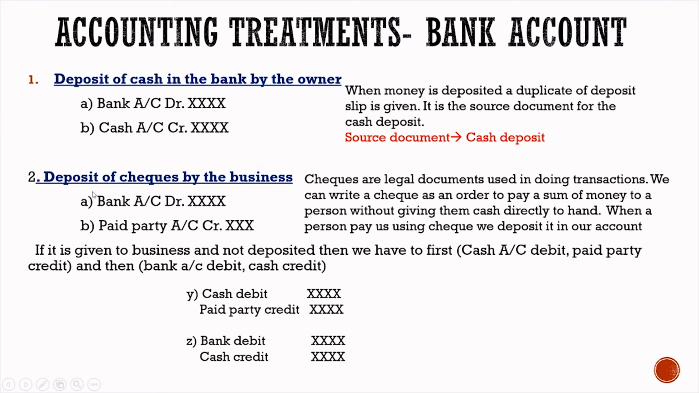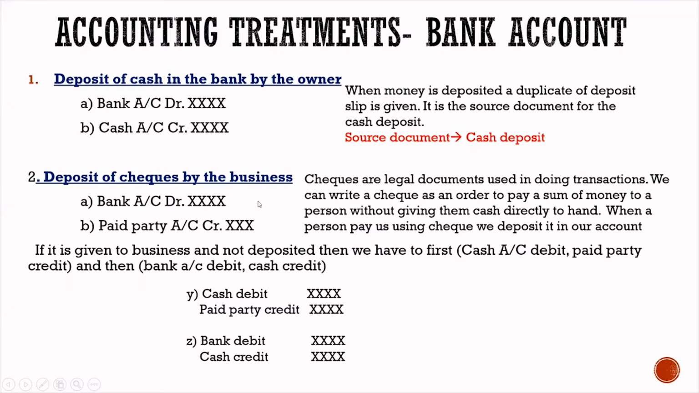Second one is the deposit of checks by the business. If the business is depositing checks, we are not depositing money, we are depositing a check. Checks are legal documents used in doing transactions. We can write a check as an order to pay a sum of money to a person without giving them cash directly to hand. When a person pays us using a check, we deposit it in our account.